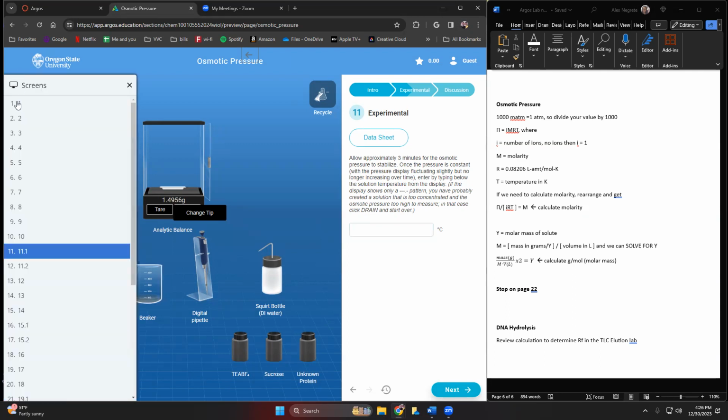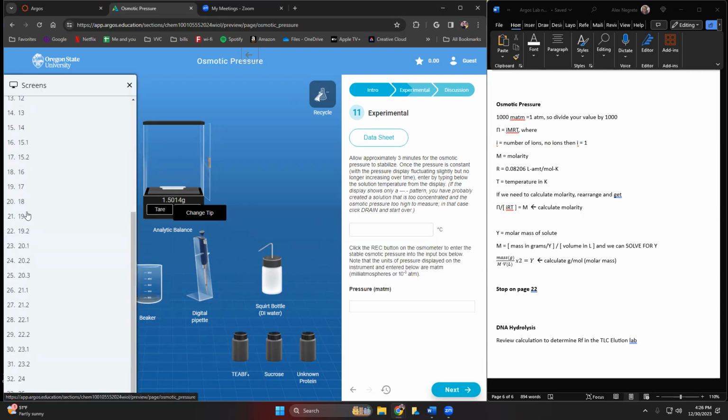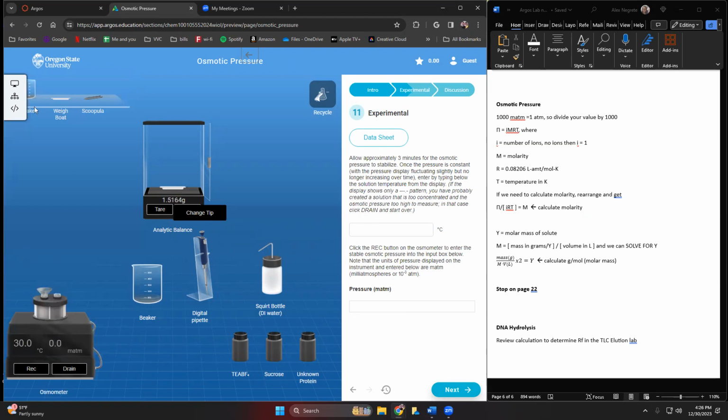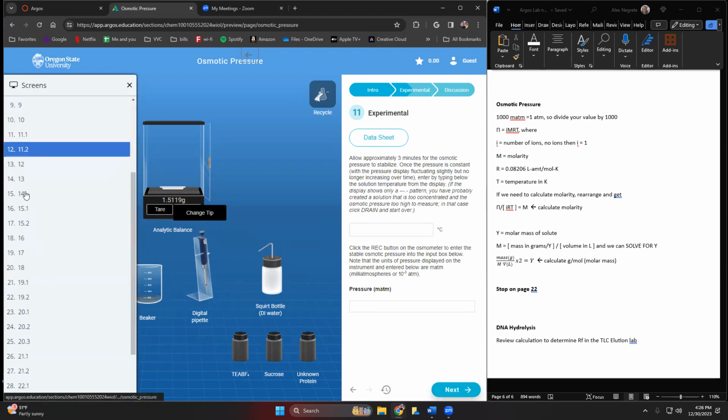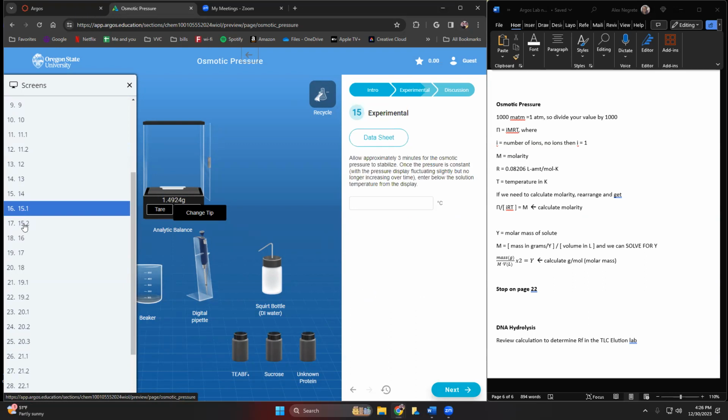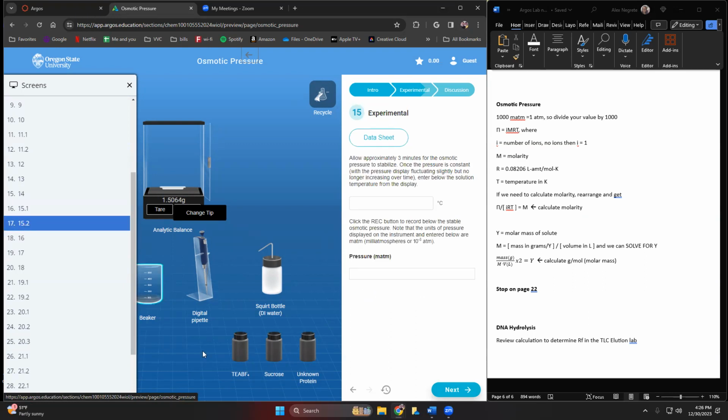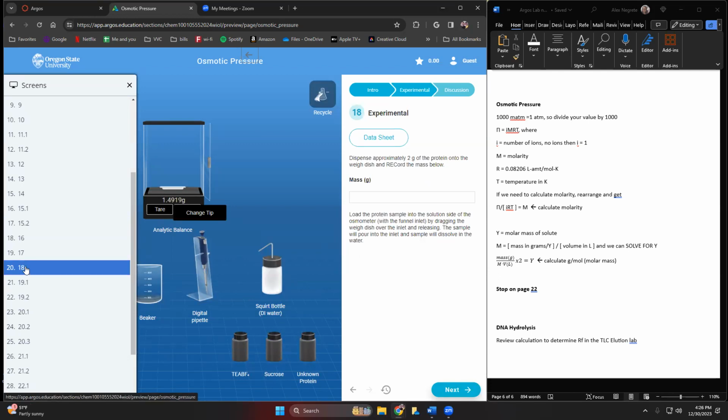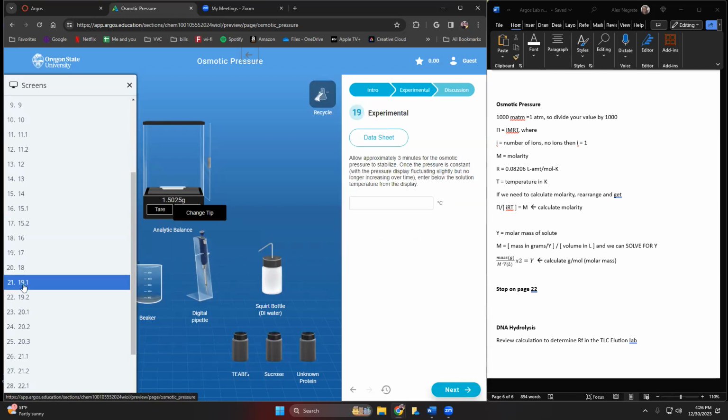Okay. You'll let that run for a few minutes. And then when it's done, you'll collect the pressure that it says here when it's done, and you'll record that. And you'll do that again for the sucrose, and then you're going to do it again for the unknown protein, collecting all that information as you go.